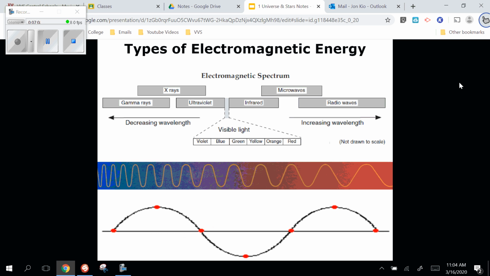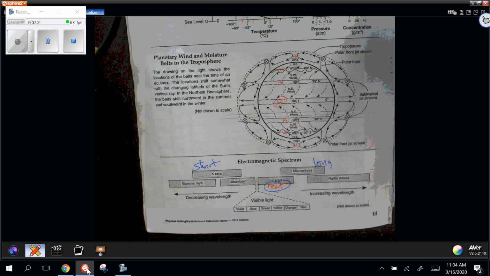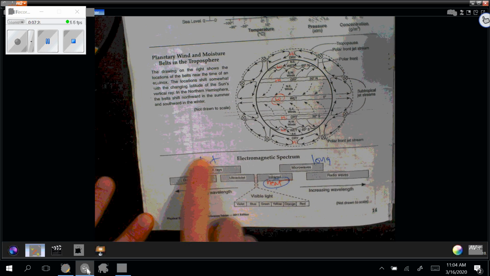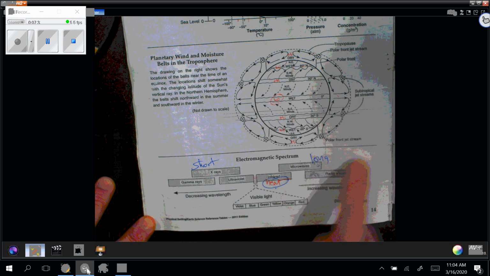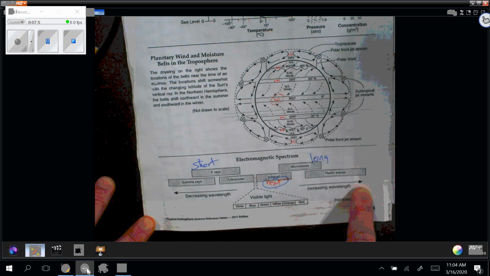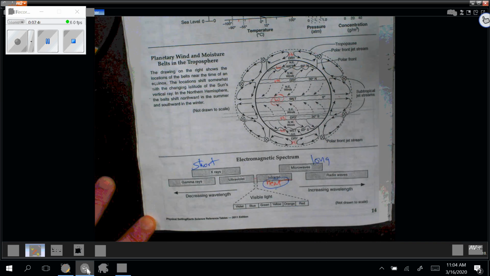All right. Energy. Electromagnetic energy. This is the spectrum, electromagnetic spectrum. Again, just a real quick, you can see this here on the bottom of page 14. Notice I drew short wavelengths on this end because it says decreasing wavelength here, and I drew long wavelengths over here because it's increasing wavelength there. And I also gave this another name. Infrared is also known as heat.